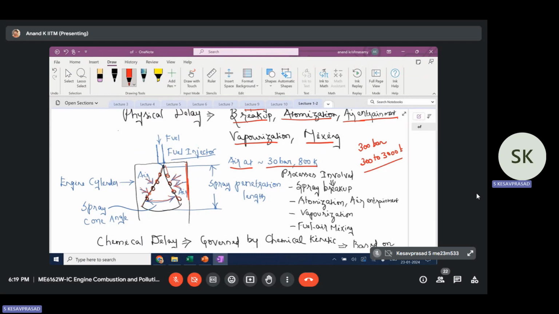When do you inject fuel in the engine operating cycle? At the end of the suction stroke. At the end of... a few degrees before TDC, sir. A few degrees before TDC, during which stroke? Compression stroke.